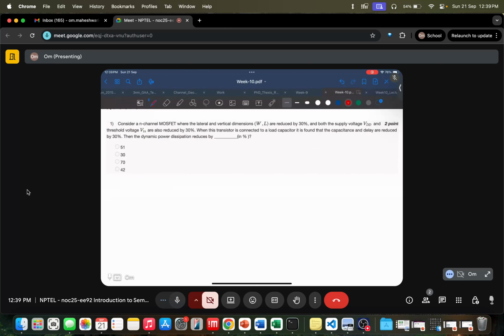Okay, so I hope you have solved this question. I'll quickly go through it. The dynamic power dissipation is Pd equals C V square by time delay. So we know that C changes to 0.7 times, V also changes by 0.7 times, and time also changes by 0.7 times. So this will cancel, and your Pd changes to 0.49 times P.